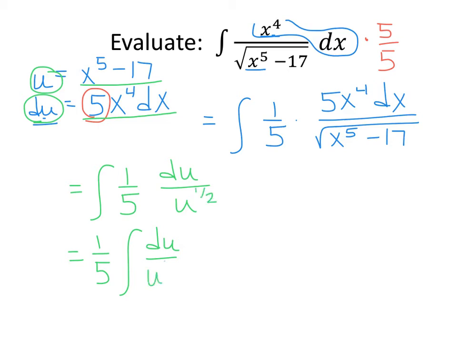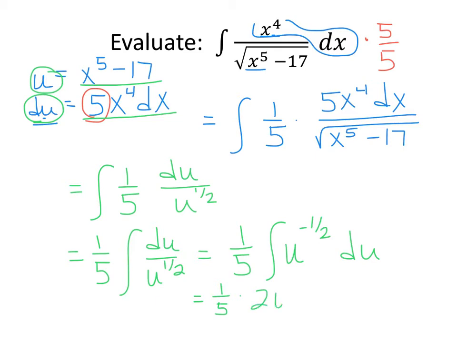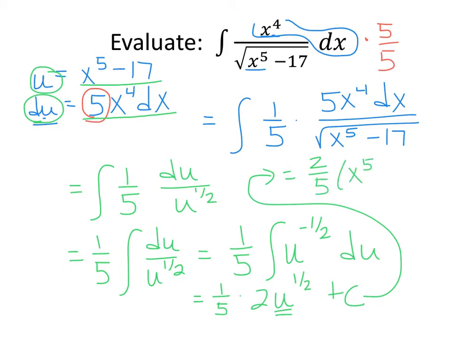Sorry, I forgot my square root, the 1/2 power. So I'm going to rewrite that as 1/5 the integral of u to the negative 1/2 du, and then I'm just using my integration rule. So this is 1/5 times 2u to the 1/2 plus c. And then remember, we have to unsubstitute. I'm kind of running out of room here, so I'm going to come up way over here. So this becomes 2/5 times x to the fifth minus 17 to the positive 1/2 plus c.